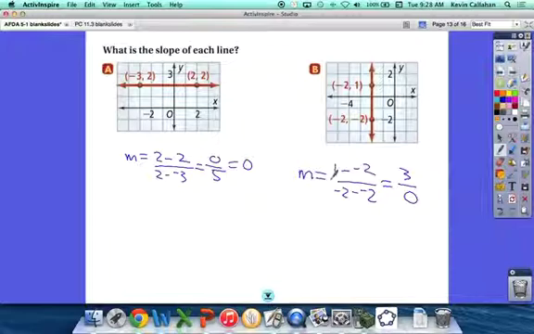I always think of slope as the tilt of the line, whether it's increasing or decreasing as the line goes from left to right. But the vertical line doesn't go from left to right, right? It's only in one place. So there is no left or right to it. That's why it's undefined. So this is the one that's undefined.